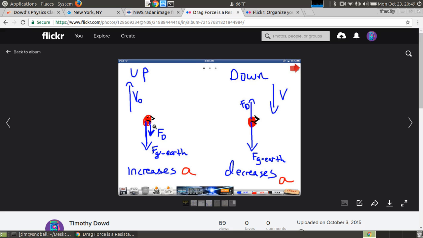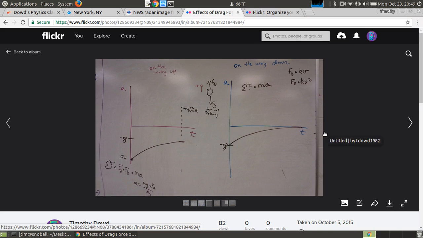Because on the way up, your drag force is opposing motion. That means it's in the same direction as gravity. On the way down, your drag force is opposing motion. That means it's in the opposite direction of gravity. So that's going to result in an asymmetrical set of accelerations. So on your way up, you'll have an acceleration that eventually decreases to that of gravity.